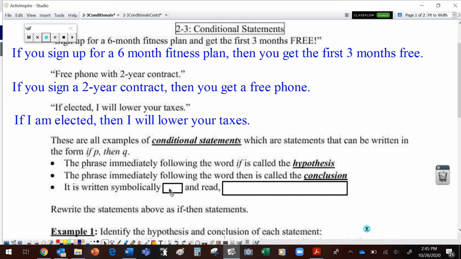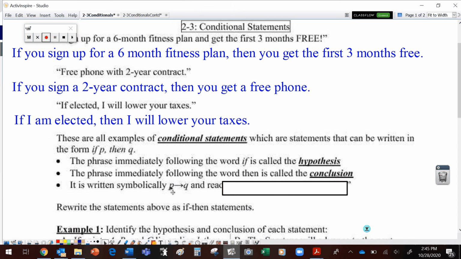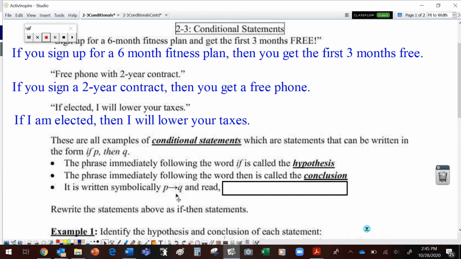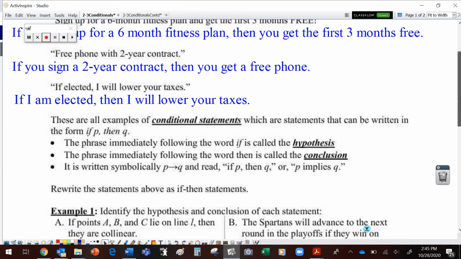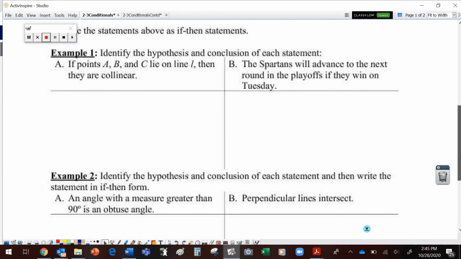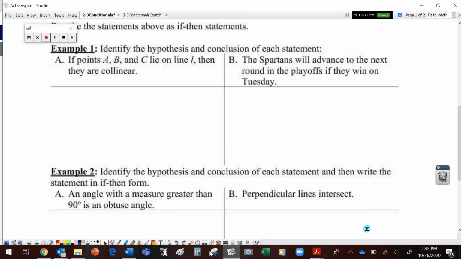And we have a shorthand symbol that we use for this because math is all about shorthand. Instead of writing it all out, we can just write P arrow Q. Now we don't read this P arrow Q. The way that we would read it is if P, then Q, or P implies Q. And either one of those can be how we read this statement. Rewrite the statements above as if-then statements. Well, we took care of that already. Now what I want to do is look at each of these statements here, identify the hypothesis and the conclusion of these statements.